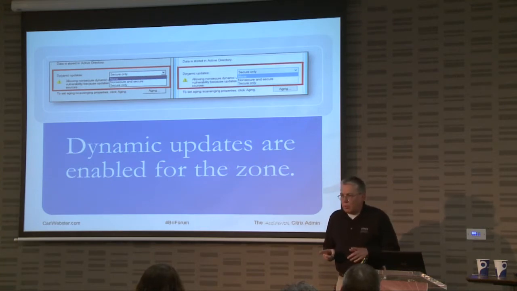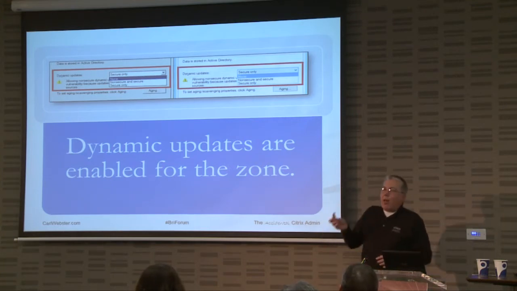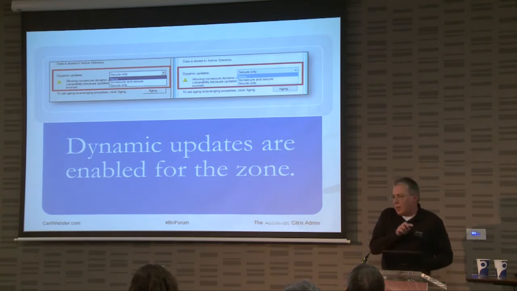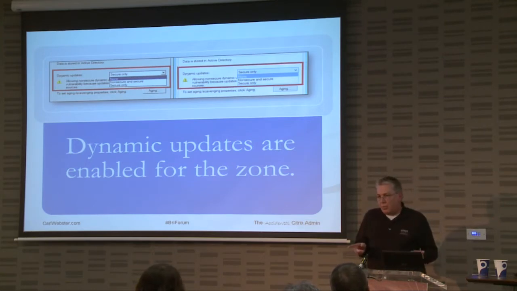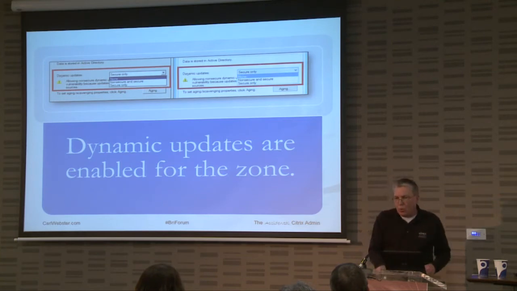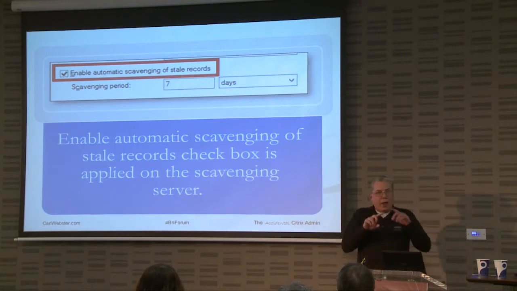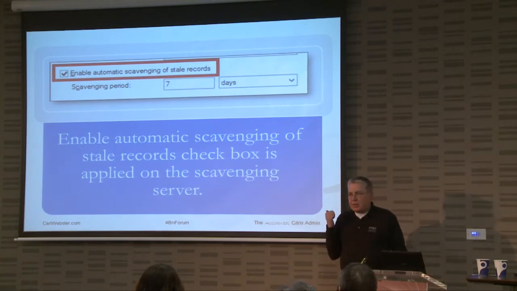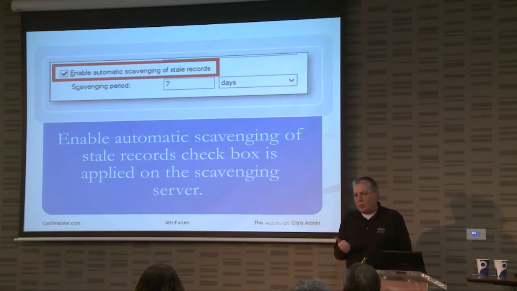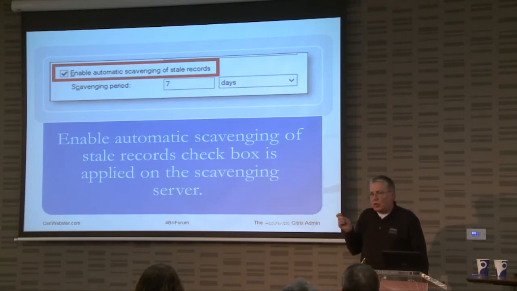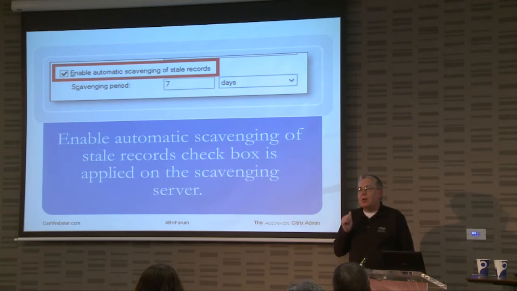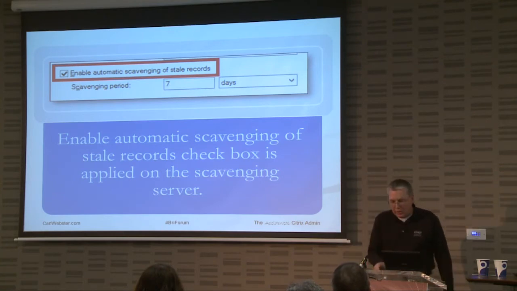Wording number 2: if everything is set properly, then you go in and set dynamic updates for the zone. Then the start scavenging time will be set. Enable automatic scavenging of stale records. If you have everything else set, but this isn't set, start scavenging time is not set. Once you set this and everything else is correct, the start scavenging time will be set.